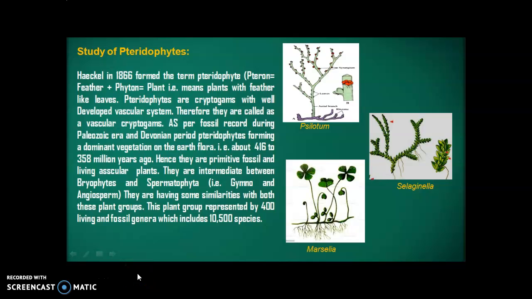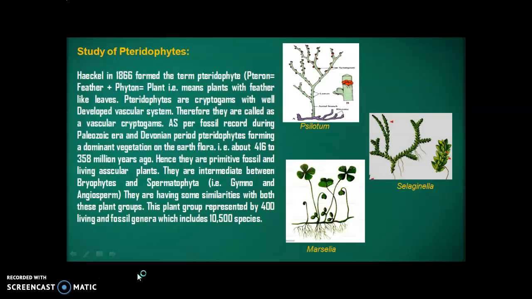Study of Pteridophytes. Haeckel in 1866 formed the term pteridophyte. Pteron means feather and phyton means plant. That means plant with feather-like leaves. The pteridophytes are cryptogams. They have a vascular system. Therefore, they are also called vascular cryptogams.